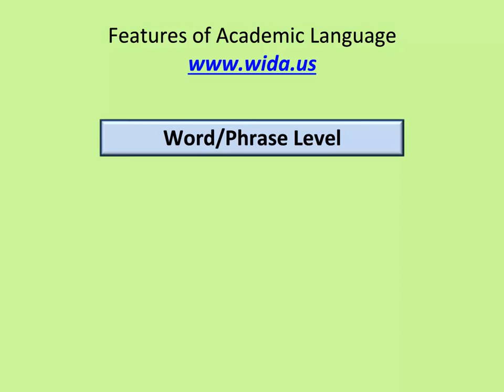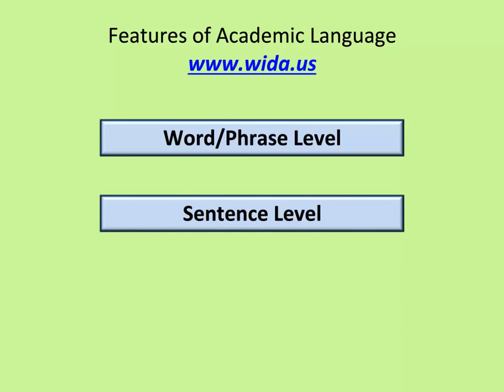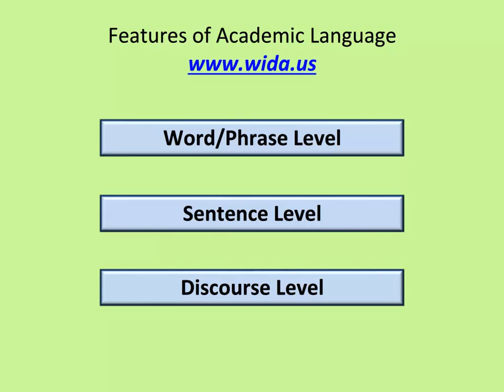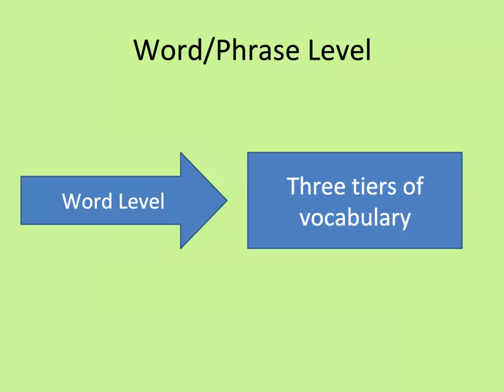Academic language often starts with the word level. Then words are combined in specific ways to form sentences, and then sentences are combined in particular ways to create a specific type of discourse, like an argument or a narrative. For this week, we will focus on the word level of academic language by looking at the vocabulary of electricity. In this module, we start with the word phrase level and with the concept of the 3 tiers of vocabulary.